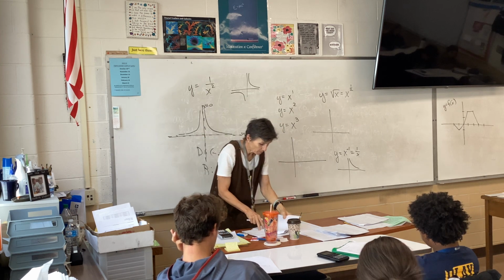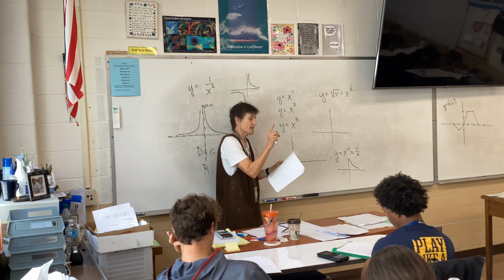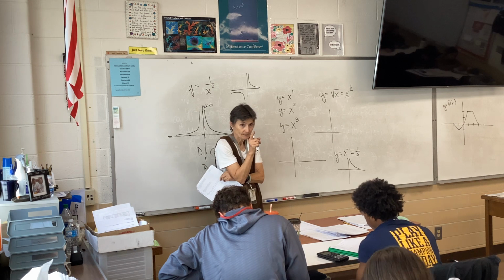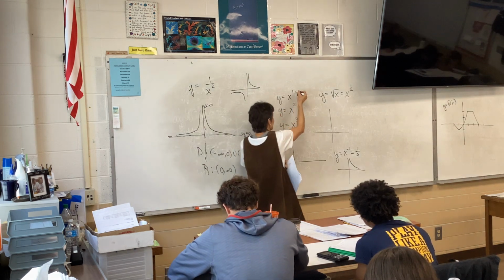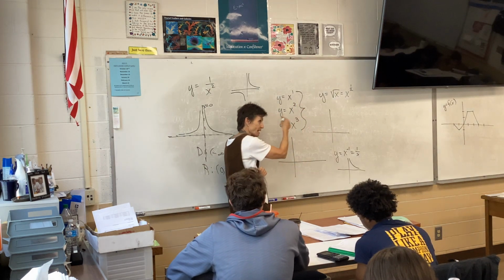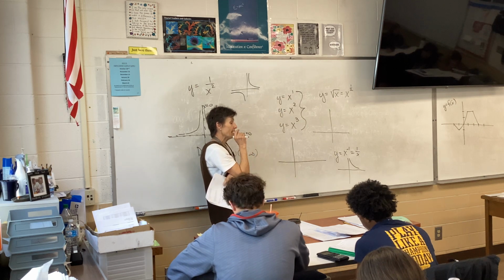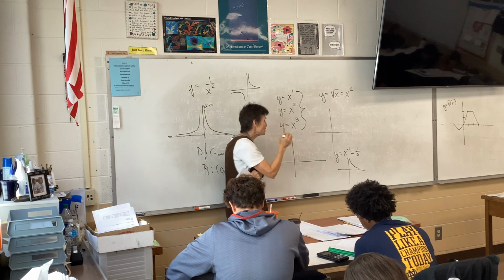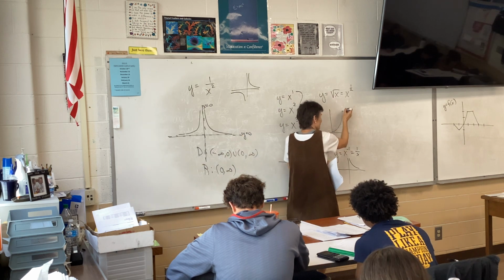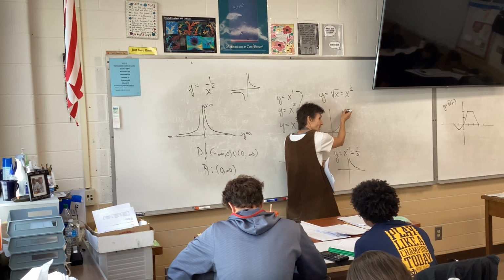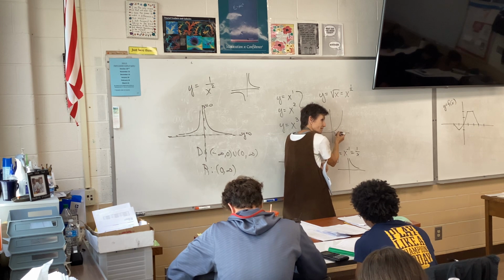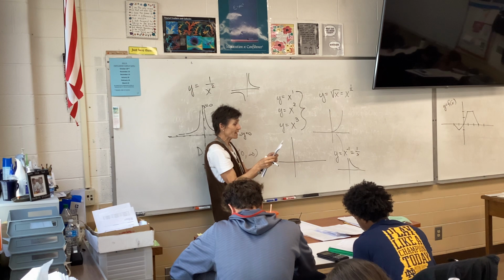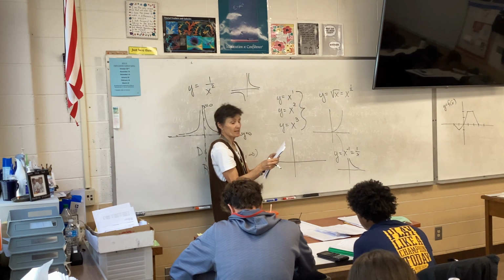So let's look at problem A. Problem A is an x to the 4th. It's going to behave exactly the same way these behave, except we put a negative out in front of it. So instead of going up like an x to the 4th would, it's going to go down. So A best matches letter G.